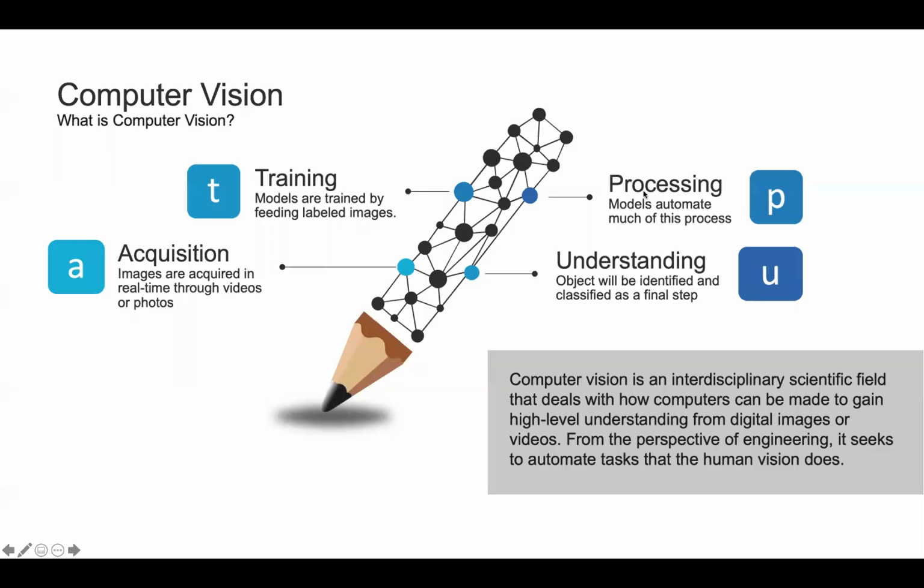That's the processing step, and then understanding. How does this model understand this particular data, and whatever data the model is giving you, how are you understanding or implementing the solution from the model into your problem to solve it? That's how you can implement computer vision into solving your problems.